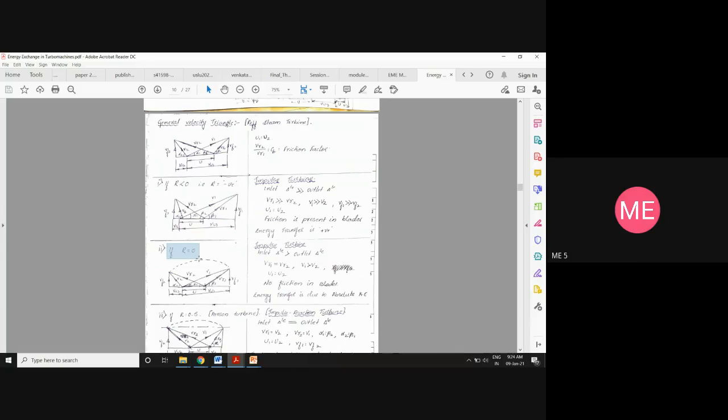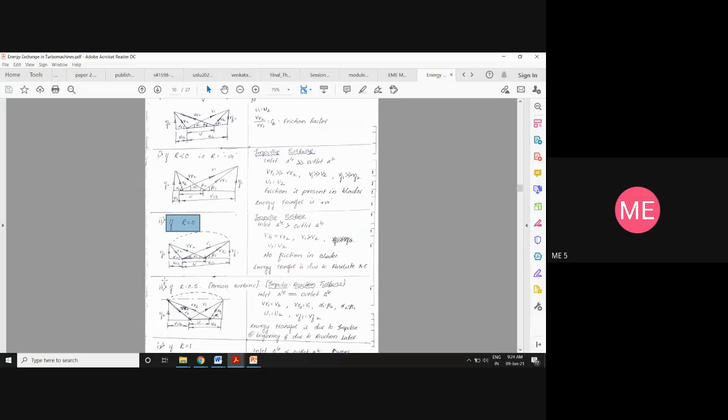If R is equal to 0, then the inlet triangle should be a little bit greater than the outlet. Here it should be much greater. Here it is a little greater. So try to draw it a little bit bigger compared to the outlet triangle. And there is no friction in the plates, energy transfer to the absolute kinetic energy. You can write this. And if R is equal to 0.5, then it will become a Parsons turbine.